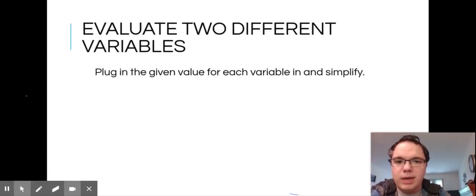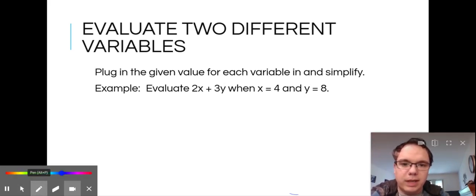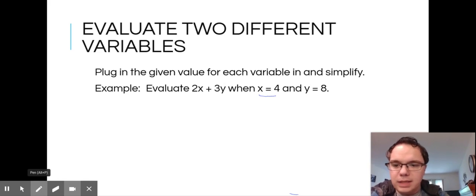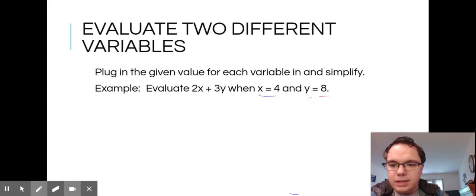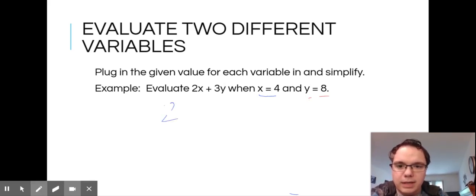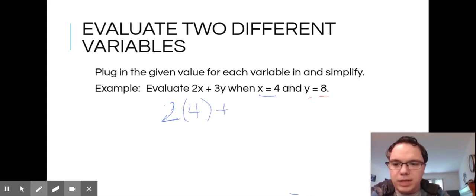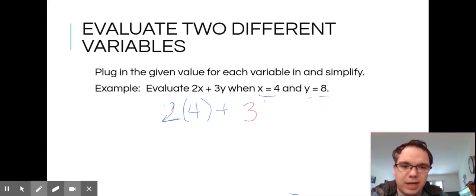All right, so what happens when we have two different variables? Well, we're going to plug in our value for x, and we're going to plug in our value for y. So let's start with x. Instead of 2x, we're going to have 2 times 4. And then when we plug in our value for y, instead of 3 times y, we're going to have 3 times 8.